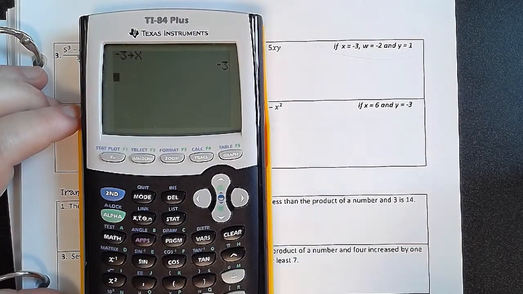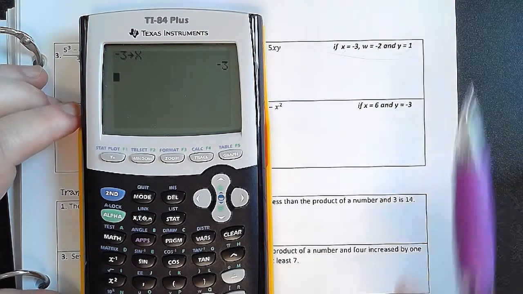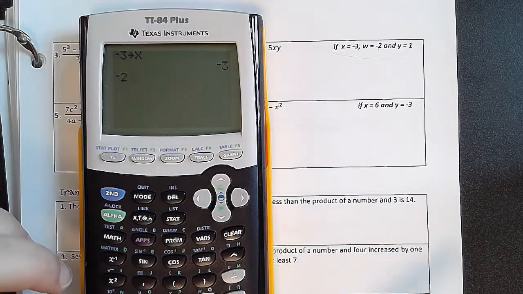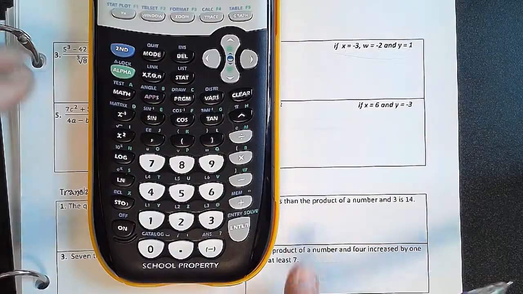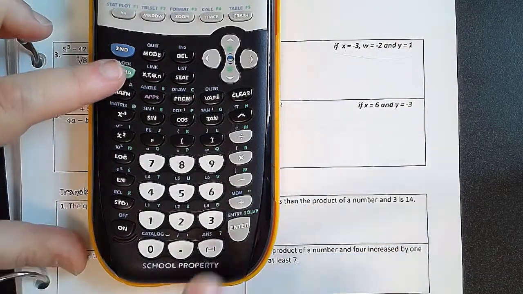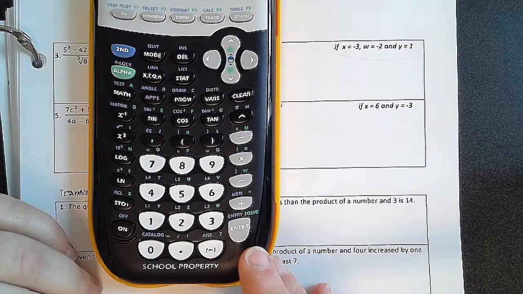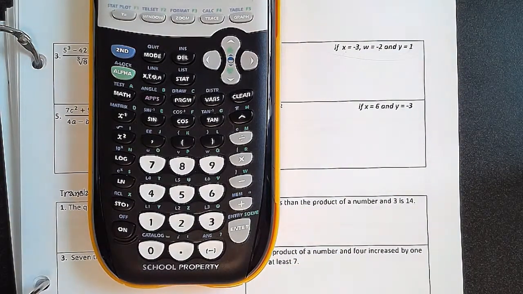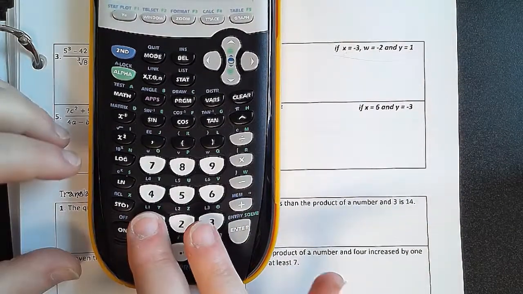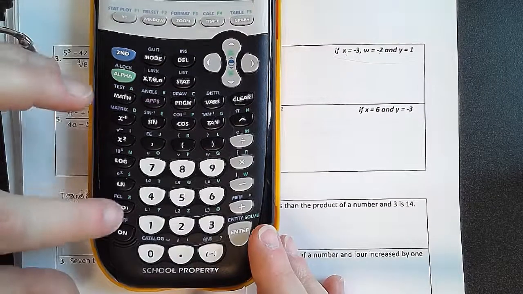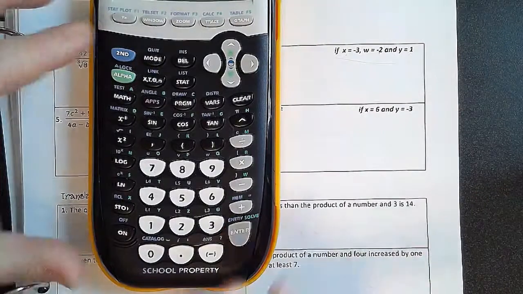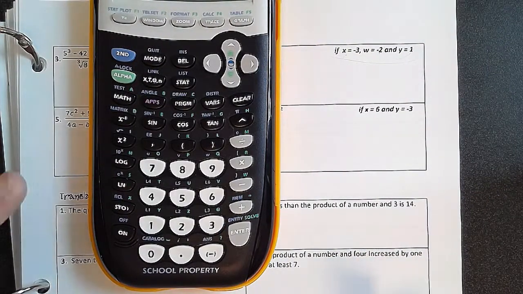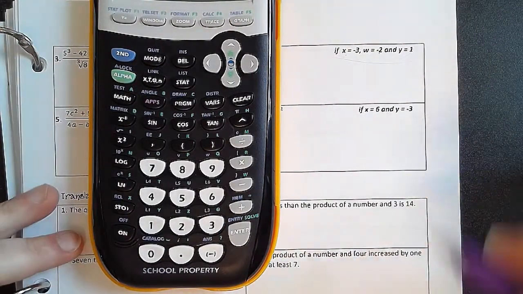So I'm going to store -2 as W. So I'm going to do -2 and store. And then to do W, I'm going to show you on this again, alpha W. Okay? And I plug it in. And then I have Y is 1. So I do 1 store alpha Y.